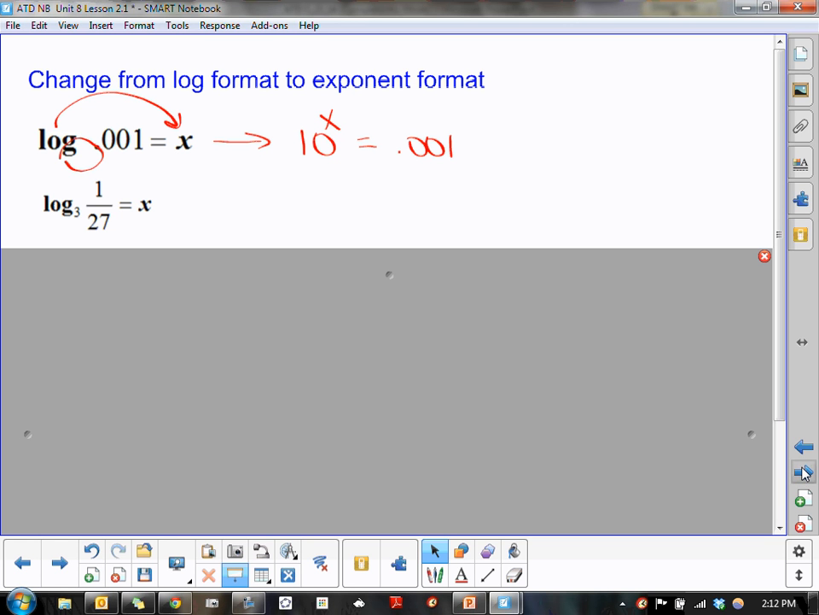You don't have to. If you did, what would x have been? Excellent. Nice job. That would have been negative 3. Negative 3. Wait, what did you say it was? Go again. Reset your mind. Get it to what it's supposed to be here. Rewrite this as an exponent.